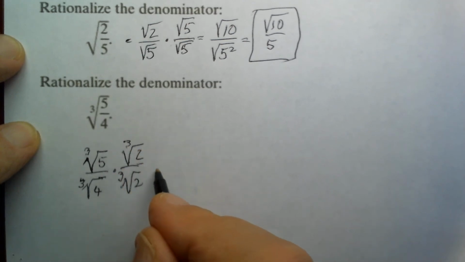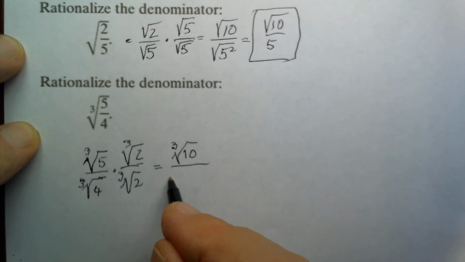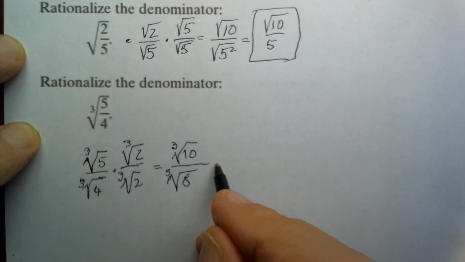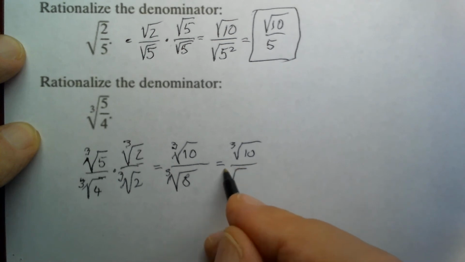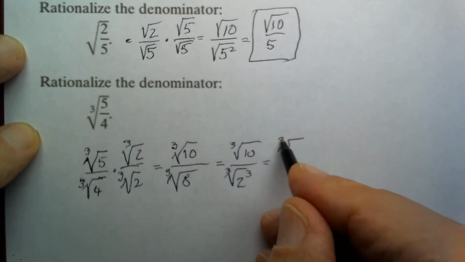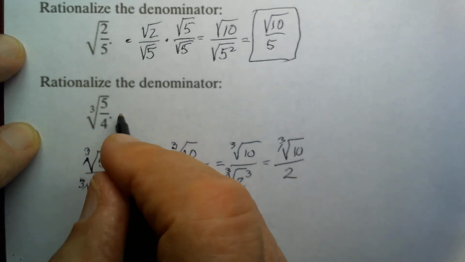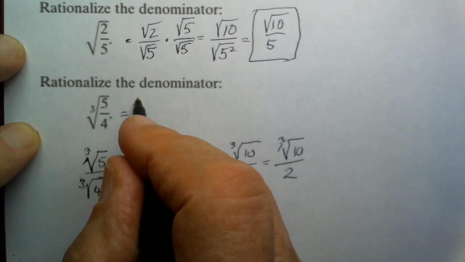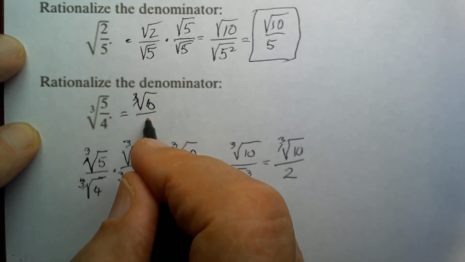third root of 2, then in the numerator we get the third root of 10, 5 times 2 is 10. In the denominator we get the third root of 8, or the third root of 2 to the third. And that would be equal to 2. Third root of 10 divided by 2. So here we've rationalized the denominator, so it would be equal to the third root of 10 divided by 2.